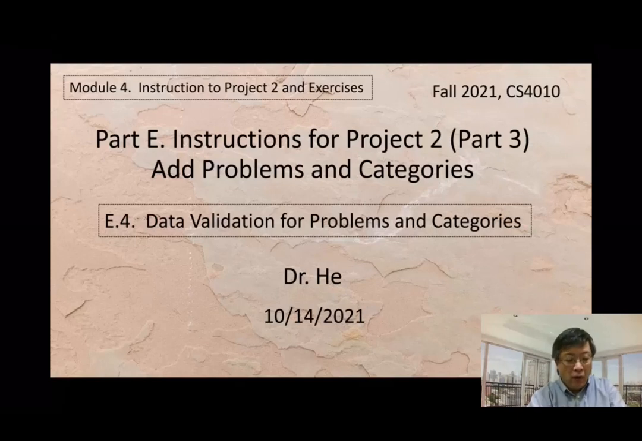Part E.4, data validation for problems and categories. In this part, we will do two simple data validations. The first one, we want to make sure each problem a user enters cannot be an empty string. That is the simplest validation. Second, each category a user enters cannot be an empty string. That's simple. All right, so let's do that.